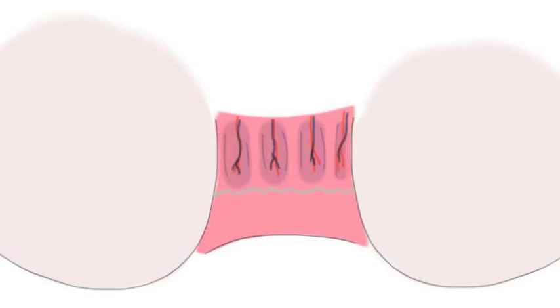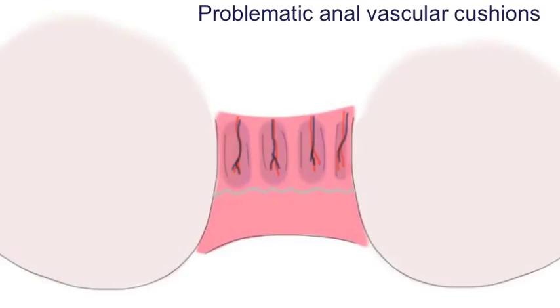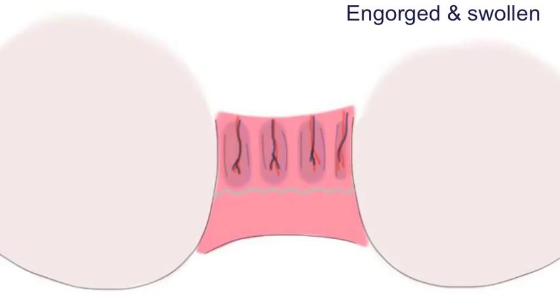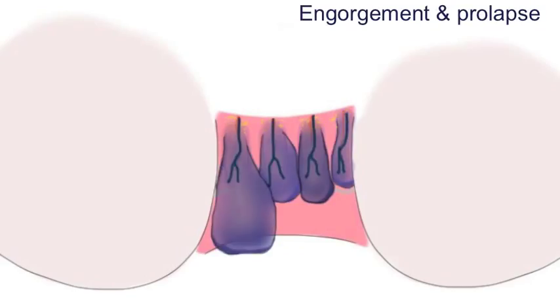When we talk about hemorrhoids, we refer to anal vascular cushions that are causing problems, generally because they are engorged and swollen. This can occur if the connective tissue inside the vascular cushions breaks down and fragments due to excessive downwards pressure, allowing excessive engorgement and also prolapse.